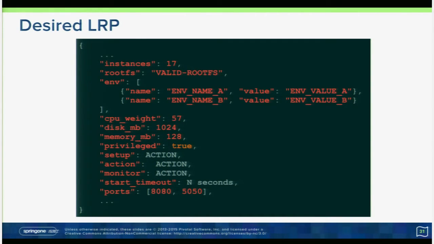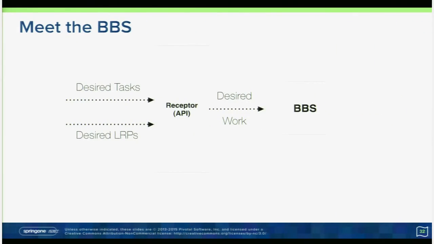So we've passed this into the API. This turns into what we call desired work, and the desired work lands on the BBS. So, hey, etcd, here's some work that we want to have happen. You keep up with the fact that I want this work to happen. Okay, done. So eventually, the brain is going to notice, hey, somebody wants to run some work.